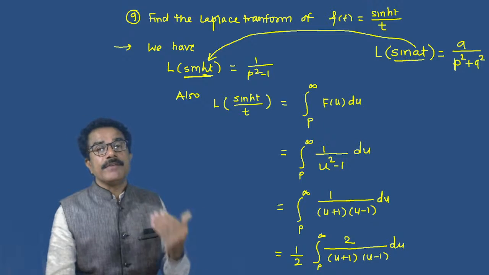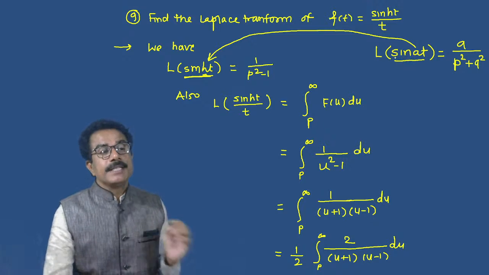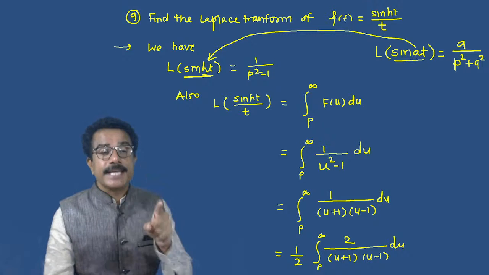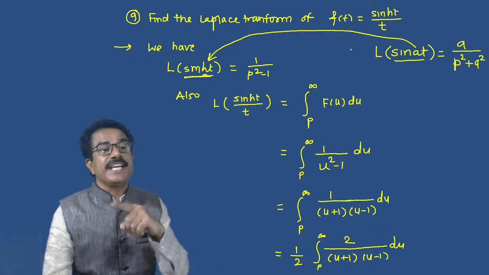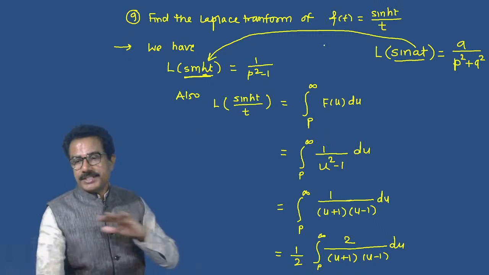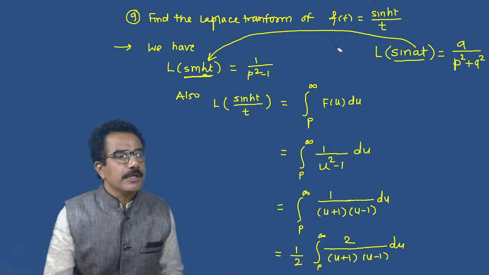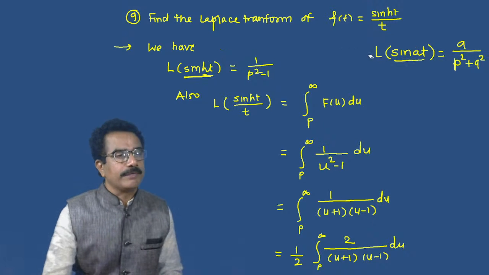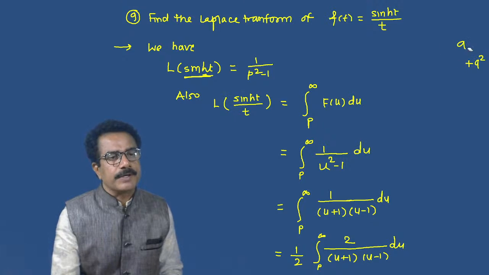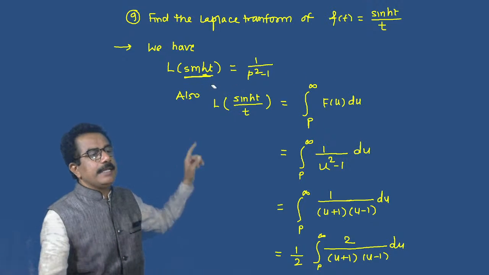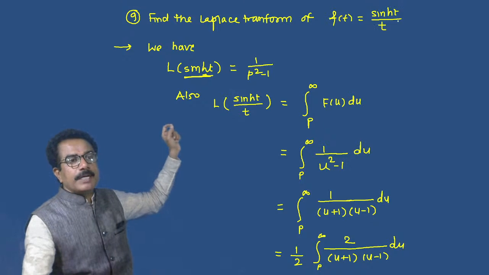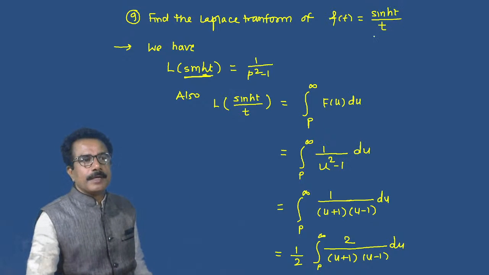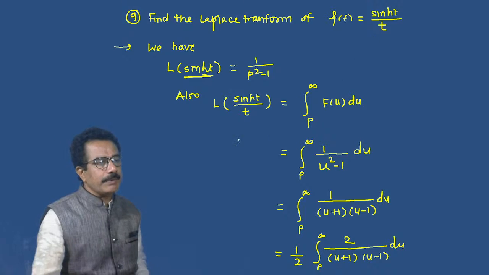Sin 3t, sin 4t means a is 4, sin kt means a is k, but sin ht means, in this case a is not h, because sin ht is a completely hyperbolic function. So don't confuse with hyperbolic function. So according to the hyperbolic function we have to write Laplace transformation of sin ht is equal to 1 upon p square minus 1. But we have to calculate sin ht divided by t. Laplace transformation of sin ht divided by t.